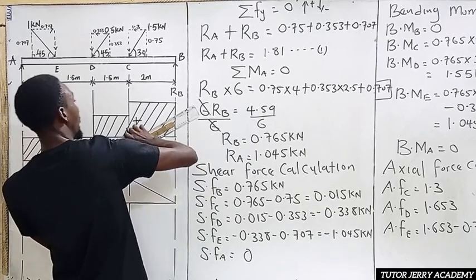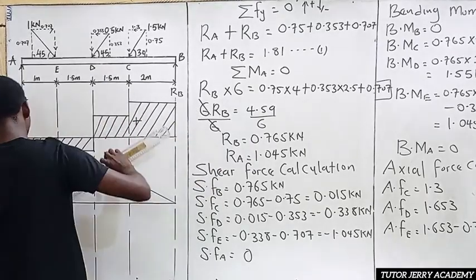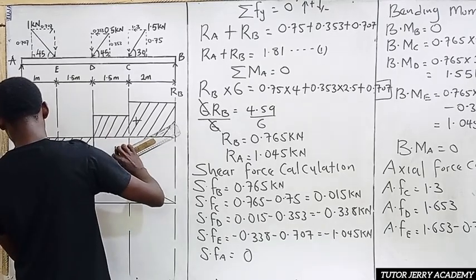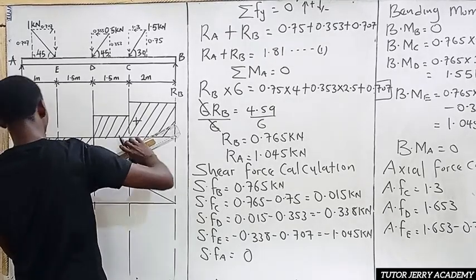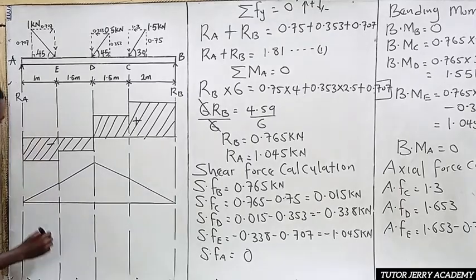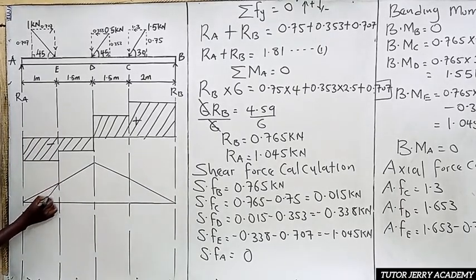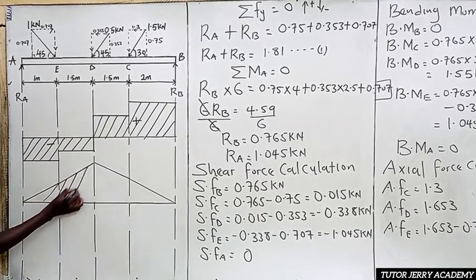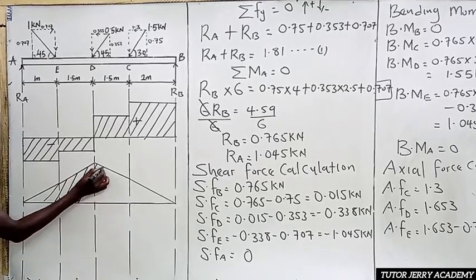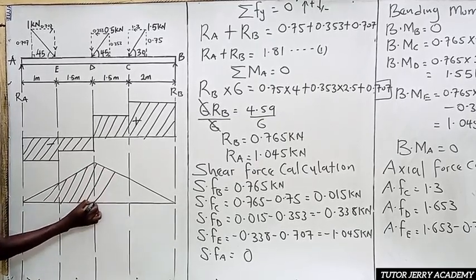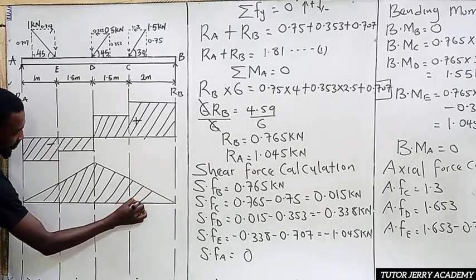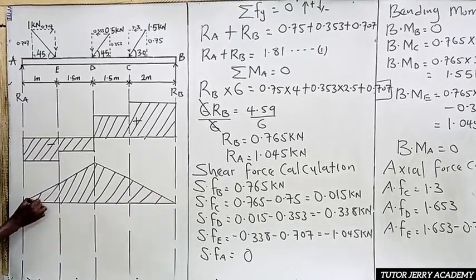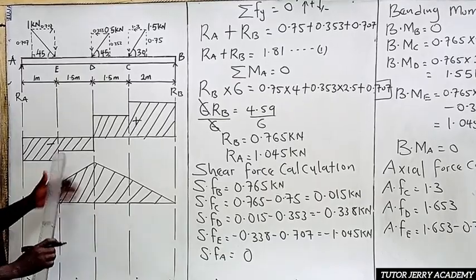All right, so that's it. Then we take it back to 0 at A. So we have this going back to 0 at A. All right, so that's it. So we are going to have this. So we are done with our shear force and our bending moment diagram.